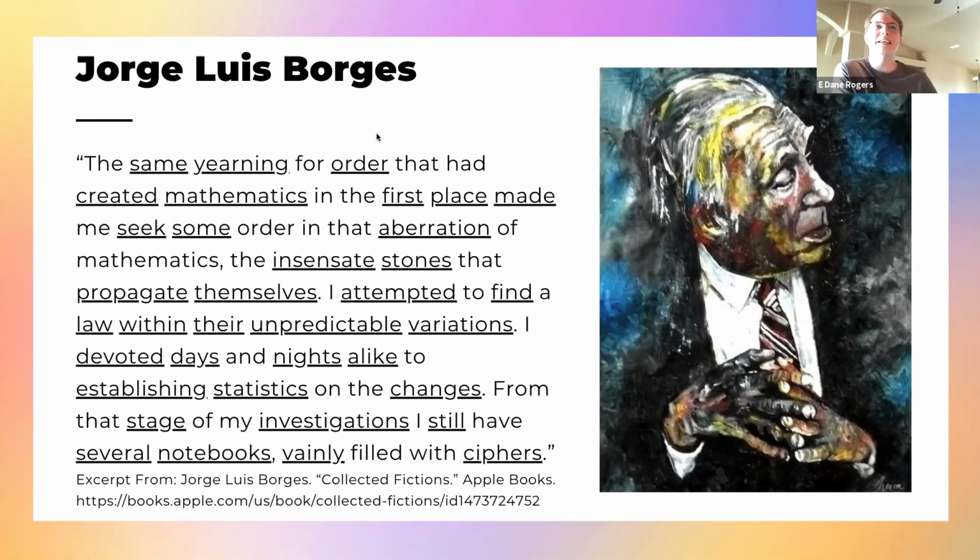First place made me seek some order. So first, how many syllables? Only 1. Place. 1, but I have 2 vowels. Why is it only 1? The E is silent. Place. Silent. Perfect. Made. Same rule. Same, right? Me seek. 1. Seek. Some. The same. Only 1. Right? So a lot of those 1 syllable words have a silent E. So we just have to be careful not to make it its own syllable. So they make me seek some order in that aberration. I see 4. Aberration.